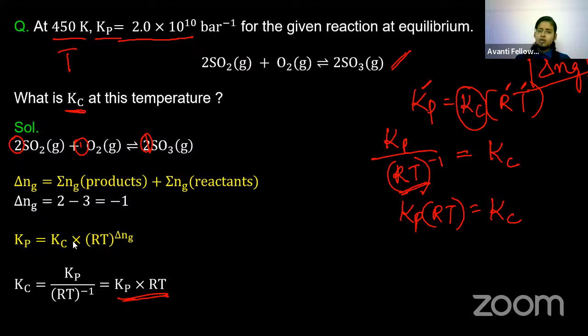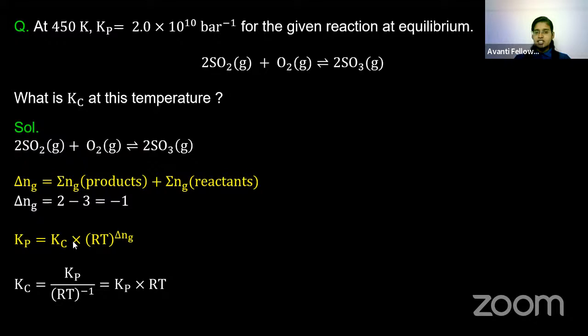Now, what is the value of R? What is the value of R? Can anyone tell me the value of R for this reaction? The Kp is given in terms of bar, right? So in terms of bar pressure, it will not be 8.314, my dear Roshan and Mahalakshmi. It will be 0.0831. Okay, your answer is correct.